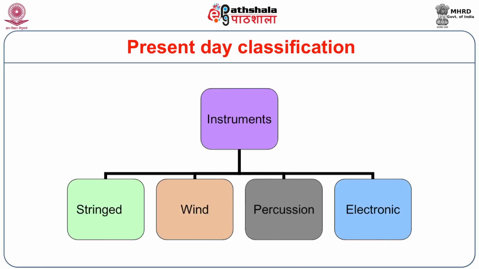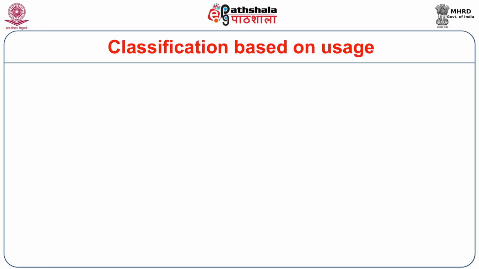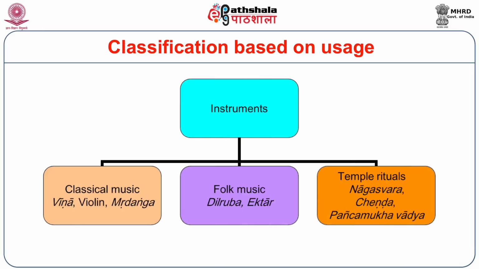Instruments in the present day are being classified into the string instruments, wind instruments, percussion instruments and electronic instruments. Of course, recently we have got several electronic and digital versions of classical conventional instruments. Another mode of classifying the musical instruments is those instruments that are used in classical music or the art music like the violin, Viņā, Mrdanga and others.